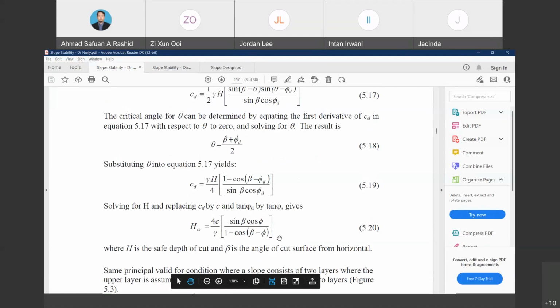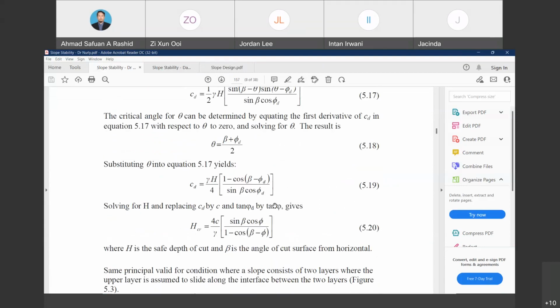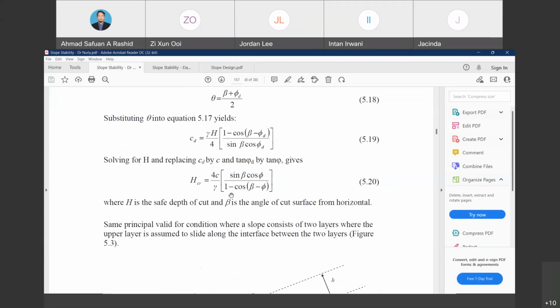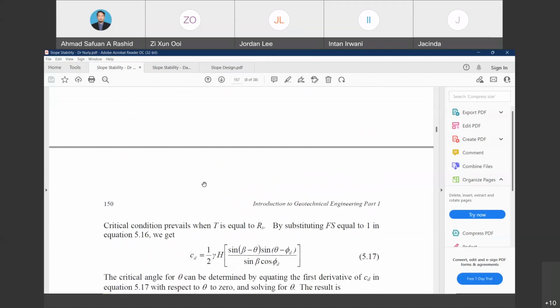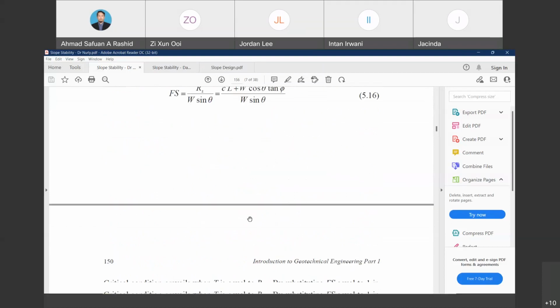Either we can use this equation for the critical height, or we can use this equation to determine the height for any factor of safety, where H is the safe depth of cut. To get the value for the height, we need to make sure that FSC is equal to FSφ. Later on, I will show the example.